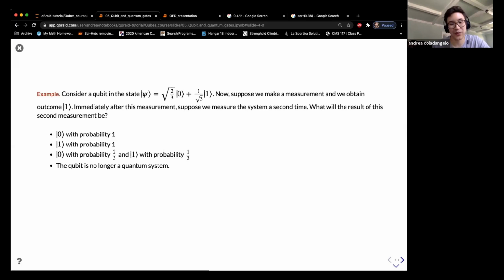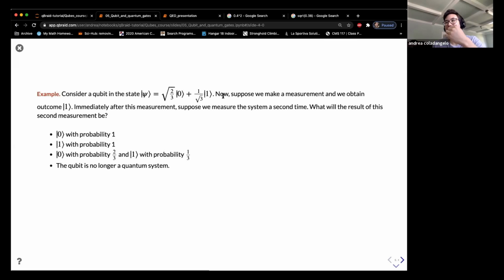The probability actually affects both measurements. In the first measurement, the state is square root of 2 over 3 ket 0, plus 1 over square root of 3 ket 1. Now we make the first measurement and apply Born's rule, which tells us that with probability 2/3 we'll obtain 0, and with probability 1/3 we get 1.